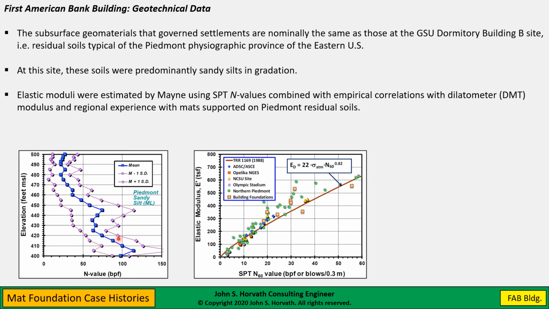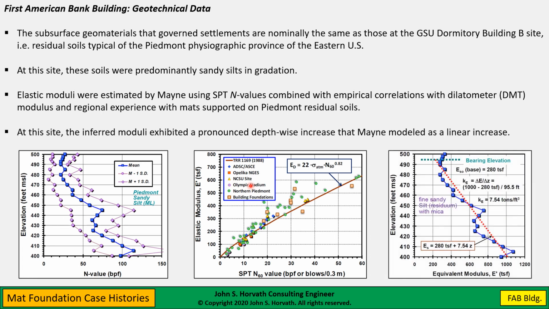He did not have direct access to dilatometer readings, but he used a correlation between SPT N values and dilatometer modulus that you see here. That's based on a number of actual sites as well as actual building performance. And in this site, he came up with this estimate of the Young's modulus profile. You see the blue dotted data. And in this case, there was a very pronounced increase in modulus with depth. So Main used a linear increasing modulus in his interpretation.